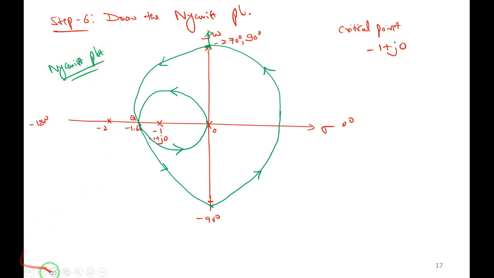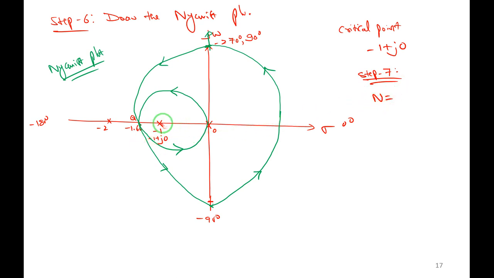Next, step 7. I don't have one more PPT, so let me write it here only. What is step 7? I have to find out the number of encirclements, n. What is n? We have to calculate it.